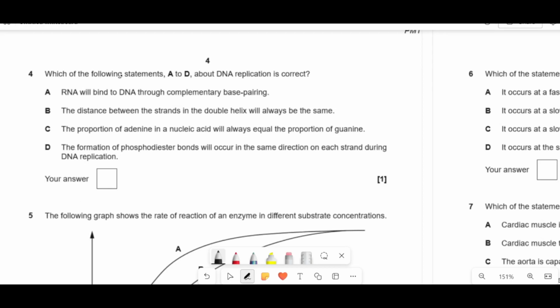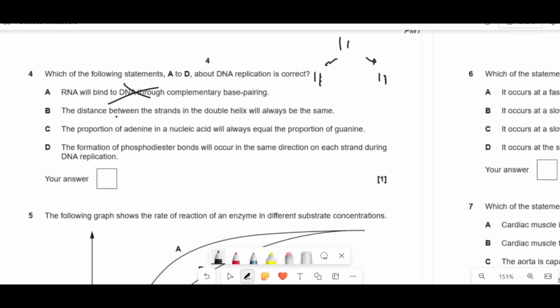Now it says, which of the statements about DNA replication is correct? So RNA will bind to DNA through complementary base pairing. That is objectively wrong. Why is RNA coming into this when we're doing DNA replication, where you take a DNA strand, you use each one as a template, and then you form the other nucleotides to form complementary base pairs, and then DNA polymerase puts them together with condensation reactions between the nucleotides that are adjacent to each other. RNA is single-stranded, and it's not even relevant here. So why is that here?